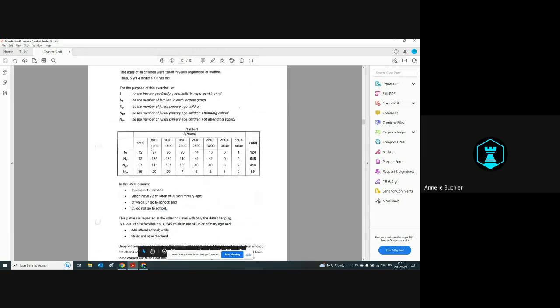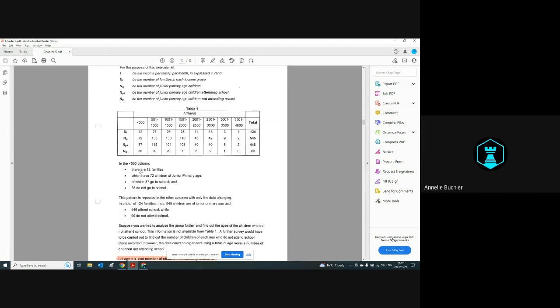Now in the smaller than 500 column, there are 12 families. Then we have 72 children of junior primary age. We have 37 that go to school and 35 that do not go to school. Then the pattern is repeated across your scale, from 500 to 1,000, 1,001 to 1,500.